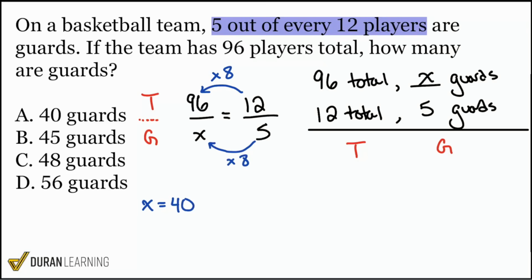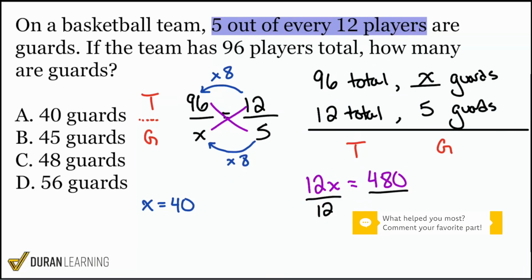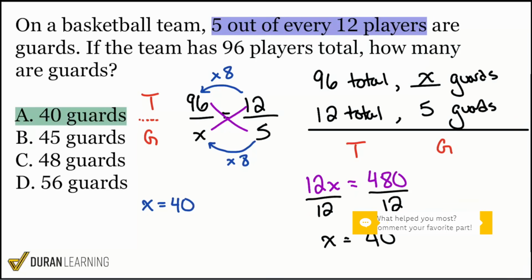Again, we can also choose to try to cross multiply and divide. If we do that, that's going to be 12 times x. And then we have 96 multiplied by 5, which ends up becoming 480. And then dividing by 12 gives us the same exact answer. X equals 40, which is answer choice A. And there we go. All good with this one here.